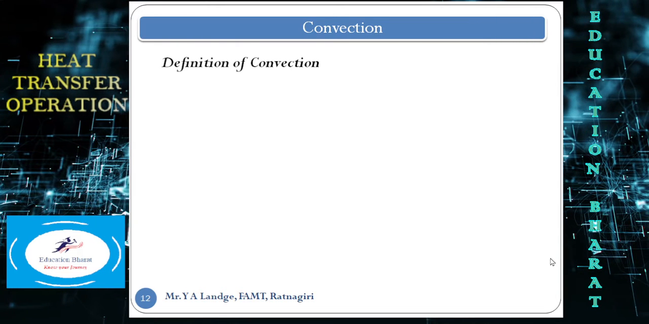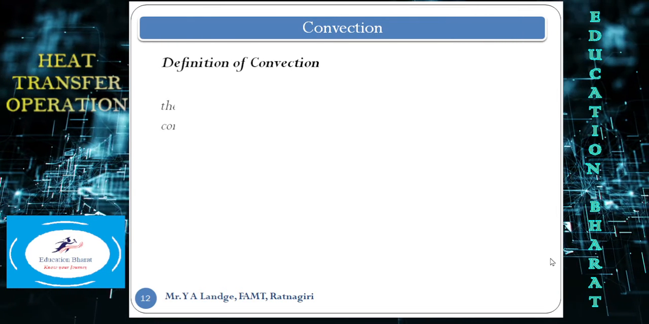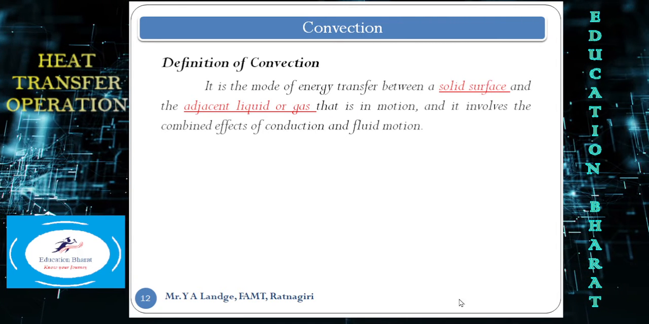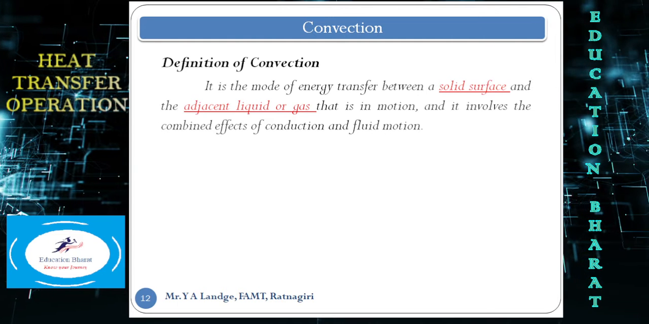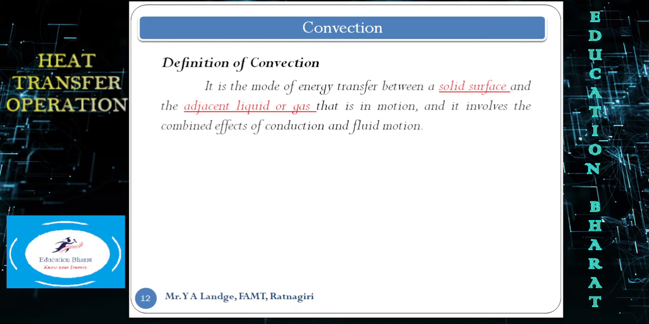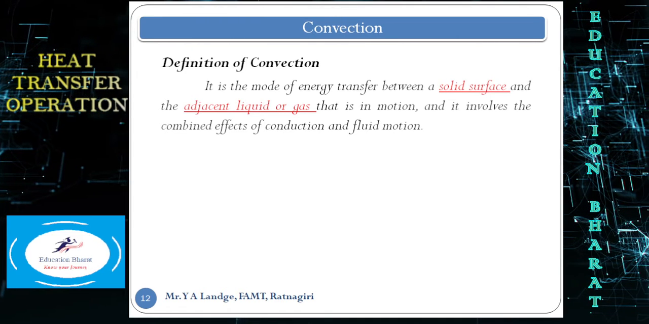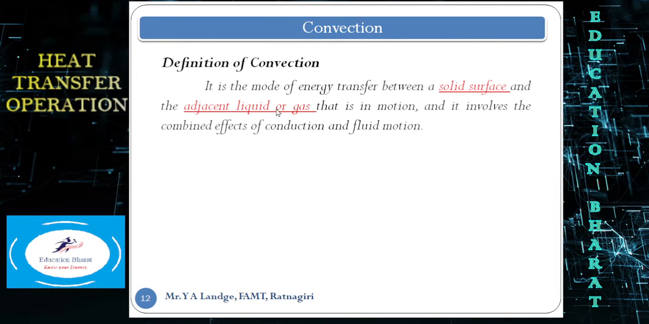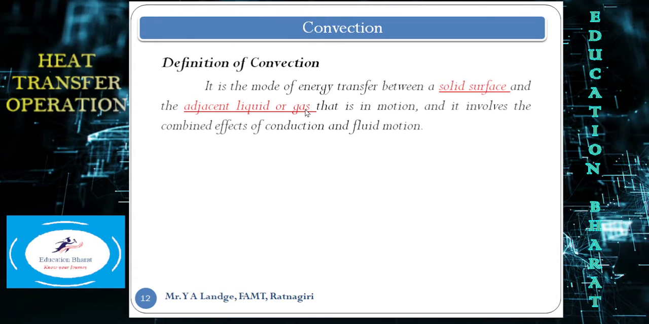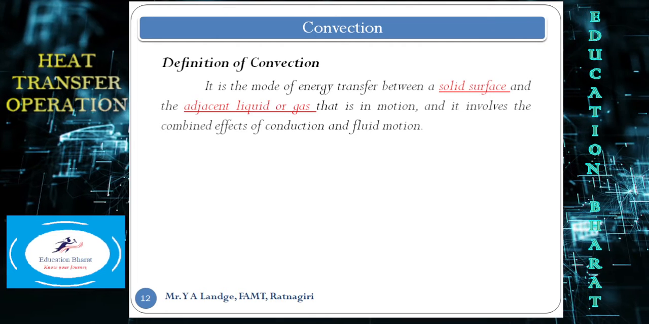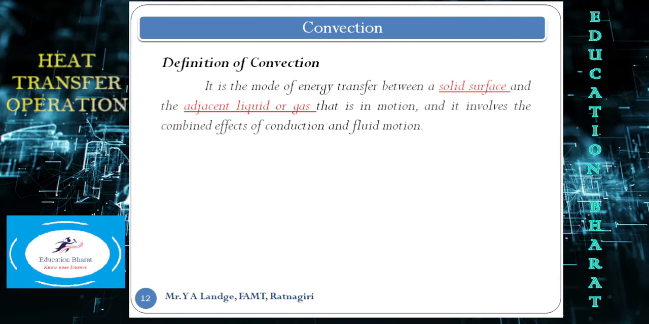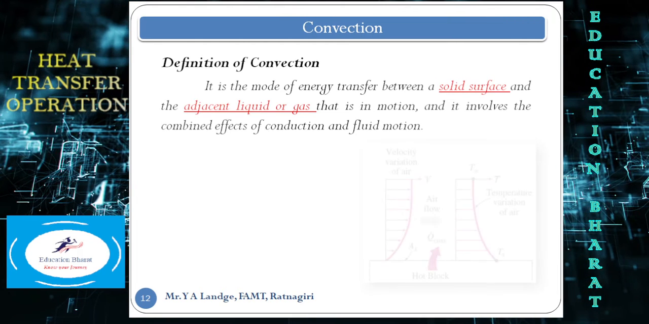So, the definition of convection. Convection is the mode of energy transfer between a solid surface and the adjacent liquid. It is a mode of heat transfer of thermal energy between a solid surface and the adjacent liquid or gas that is in motion, and it involves the combined effect of conduction and fluid motion, which we call convection.